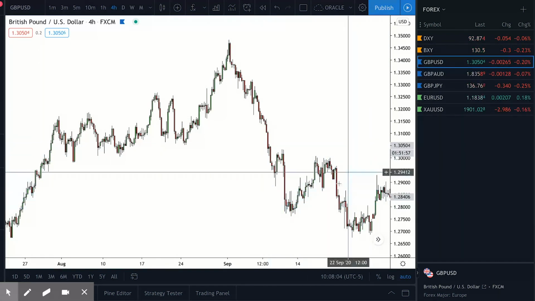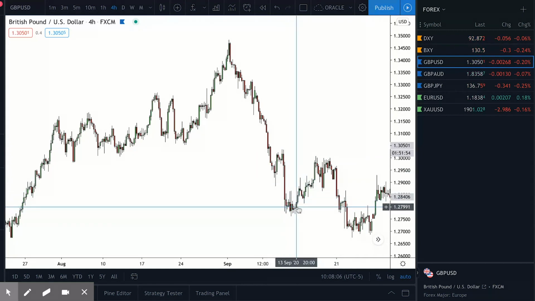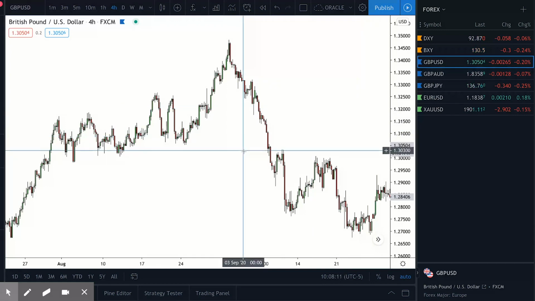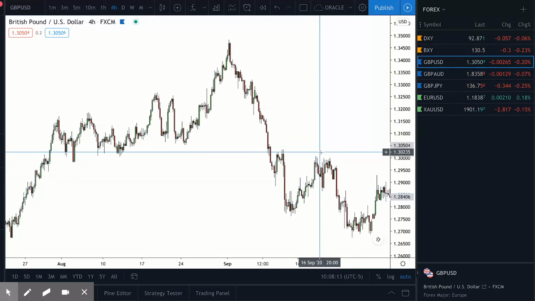So, for example, when GBP USD is up, that means that the demand for the pound is strong, and the demand for the pound is stronger than the demand for the US dollar. So then the market drives up.